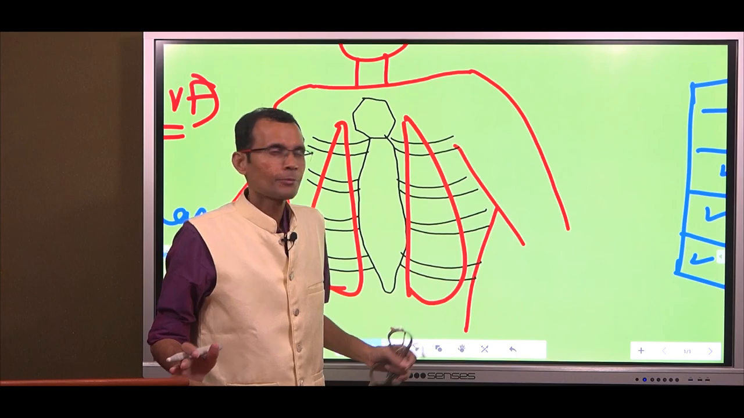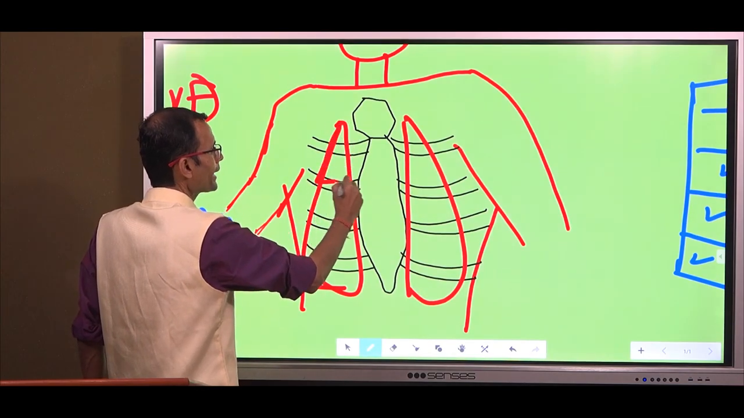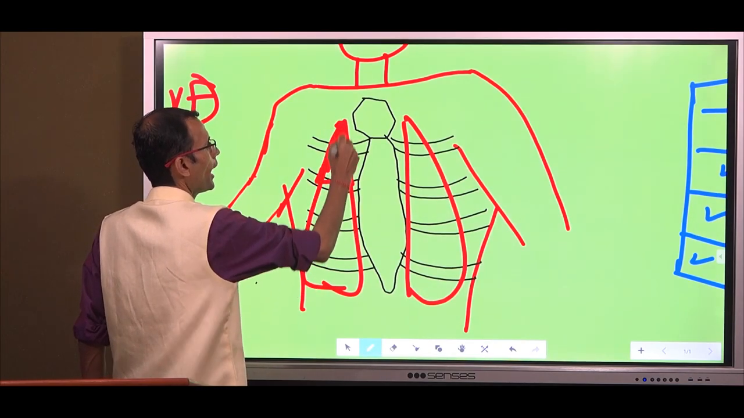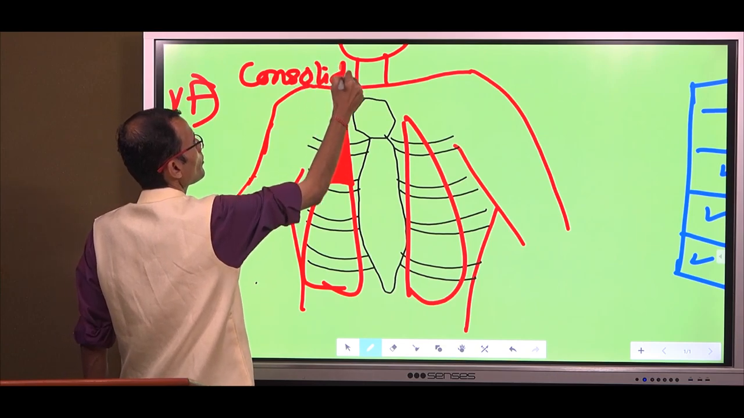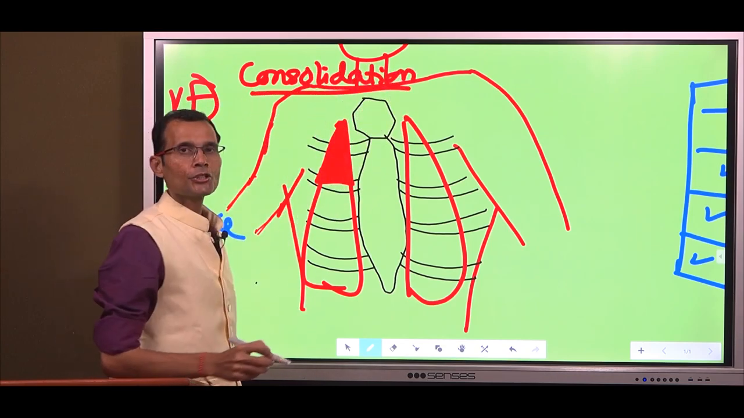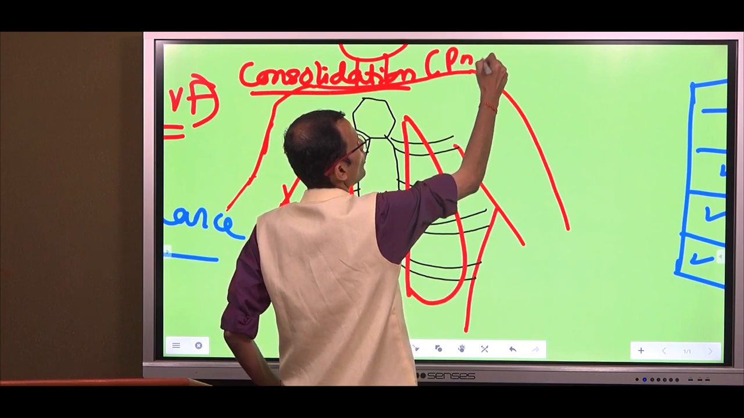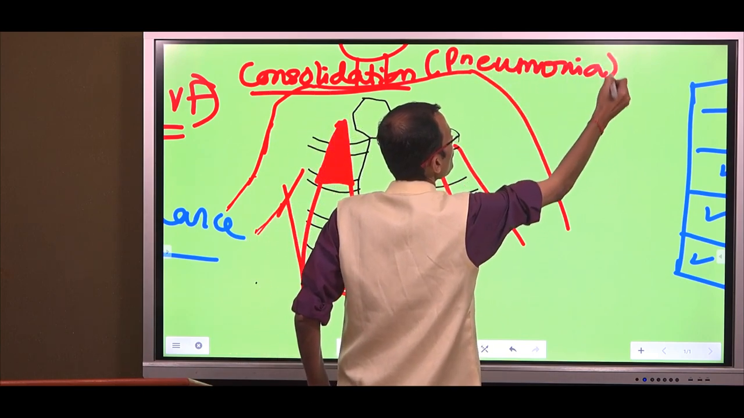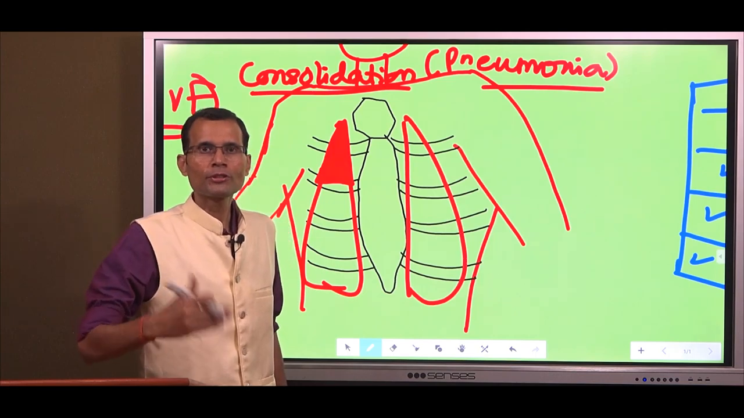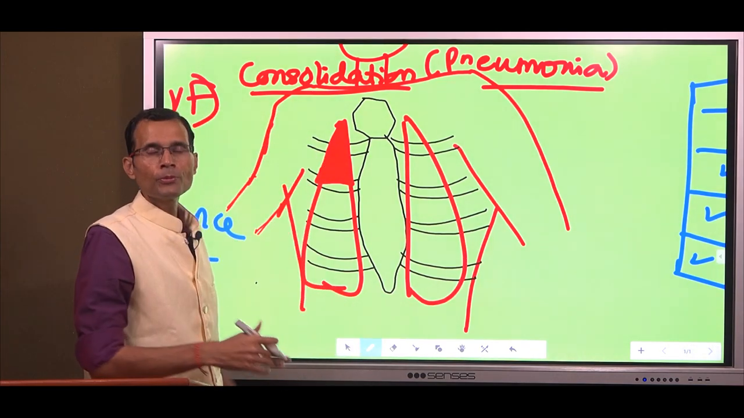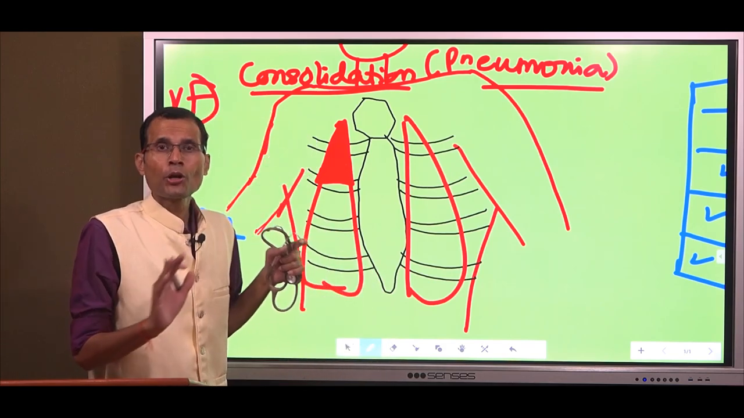Now, imagine certain conditions. Consolidation of the lung. I mean, imagine the right lung apex has consolidation of the lung. Consolidation means solidification of the lung tissue. When does that happen? It happens in the condition of pneumonia. Pneumonia has got four stages. Over the 9 or 10 days, it goes through four successive stages. And this stage is that of consolidation, the later stage.